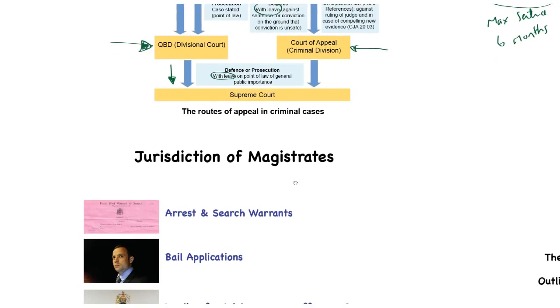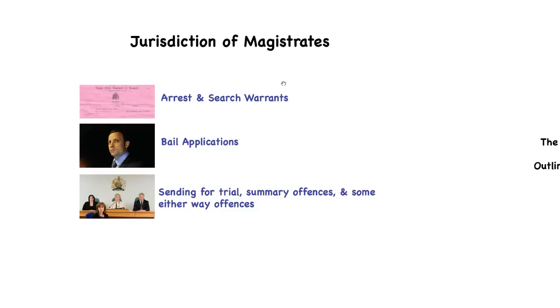I'm just going to spend a short period of time now looking at the jurisdiction of each of these two courts, the Magistrates' Court and the Crown Court. And in terms of the Magistrates' Court, the first thing to realise is that on police application, the Magistrates' Courts are responsible for issuing arrest and search warrants. So the police apply to the magistrates and the magistrates will issue an arrest warrant or a search warrant. They also decide on bail applications.